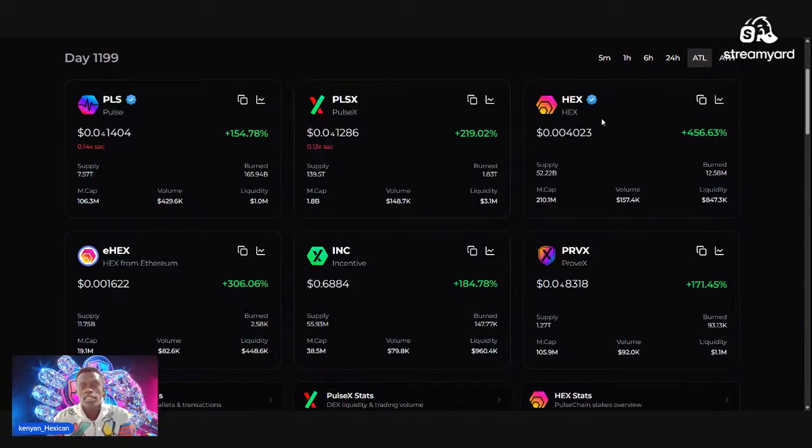You can see its price is trading at 0.204023 US dollars. Actually, again, something very interesting that will keep repeating over and over again is the all-time low. From all-time low, price has gone up 456.63%.